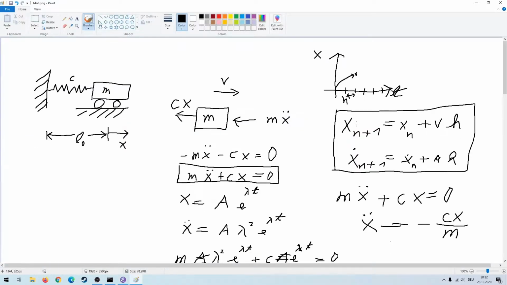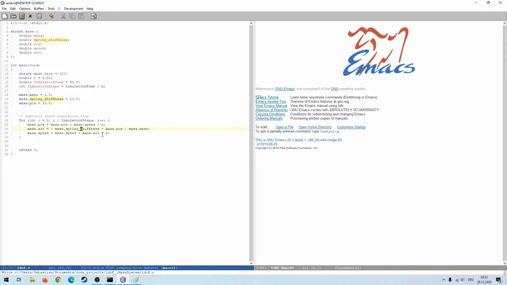We have our position here, and the velocity, and the acceleration in the middle. And that's exactly what we have here. The new position is the current position plus the speed times the time step. Then with the new position, we get a new acceleration with the spring stiffness and the mass. And with that acceleration, we get a new speed, which is current speed plus the acceleration times the time step. Then we reach the end of our loop and go to the next time step. We have a new speed, which gives us a new position, a new acceleration, a new speed, and so on. That's how we loop over that.